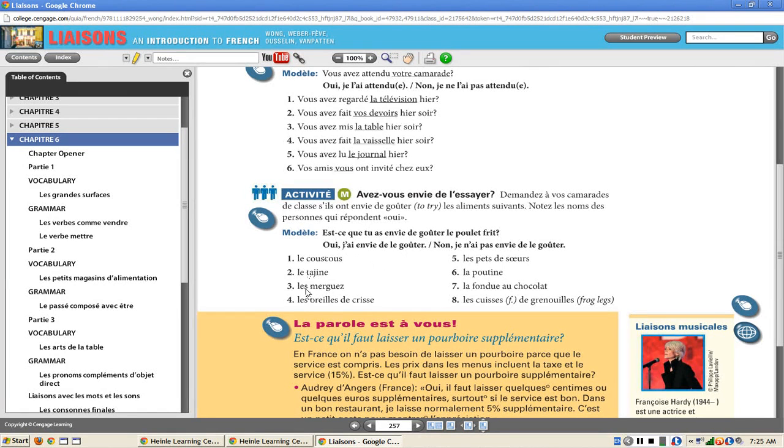J'ai envie de les goûter pour les merguez. J'ai envie de les goûter pour les oreilles de Chris. Voilà. Or, pour les cuisses de grenouille, je n'ai pas envie de les goûter.